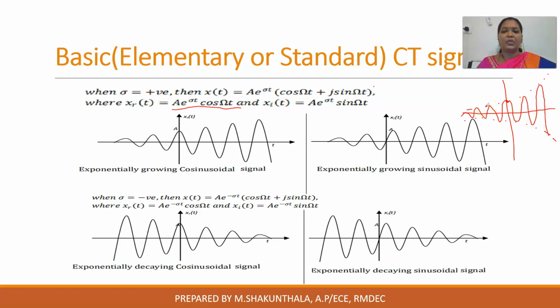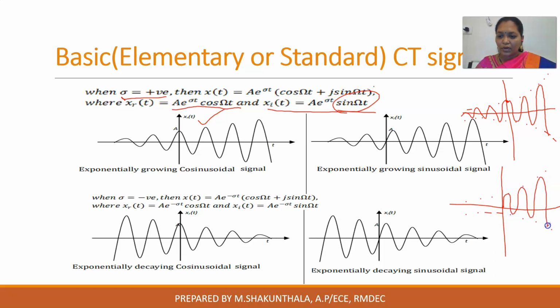If you draw for xi of t, I have to multiply sinusoidal exponential. So the same thing, since it is positive, okay, you have to draw a growing exponential signal. Since it is sine, start from 0. So draw your waveform like this. That's all. Okay. So it is exponentially growing cosinusoidal signal, it is exponentially growing sinusoidal signal.